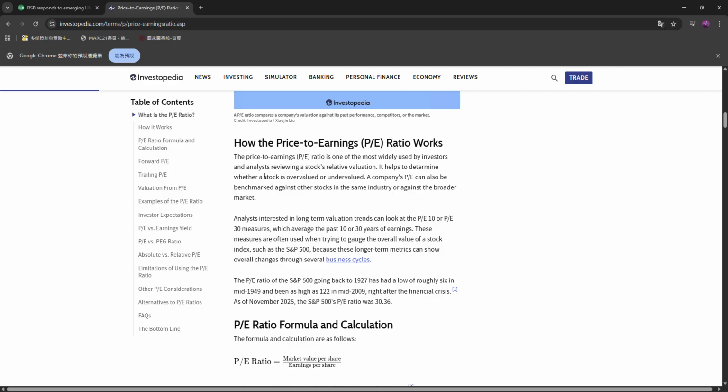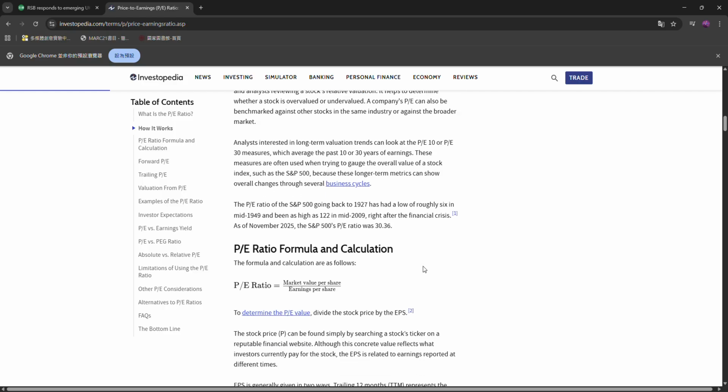Analysts interested in long-term valuation tend to look at the PE 10 or PE 30 measures, which use the average earnings of the past 10 or 30 years. These measures are often used when trying to gauge the overall value of a stock index, such as the S&P 500, because the longer-term metrics can show overall changes through several business cycles.